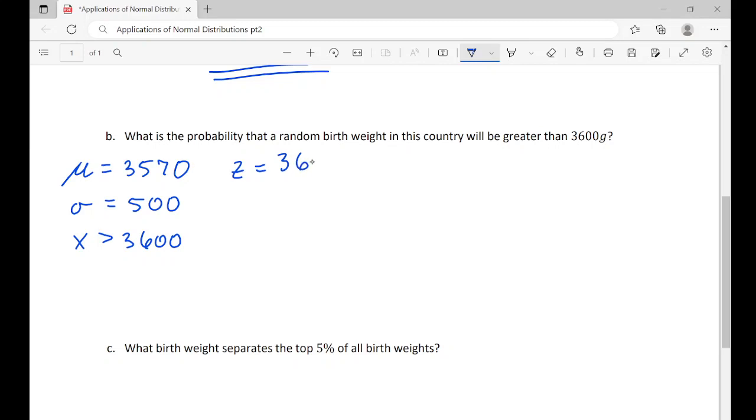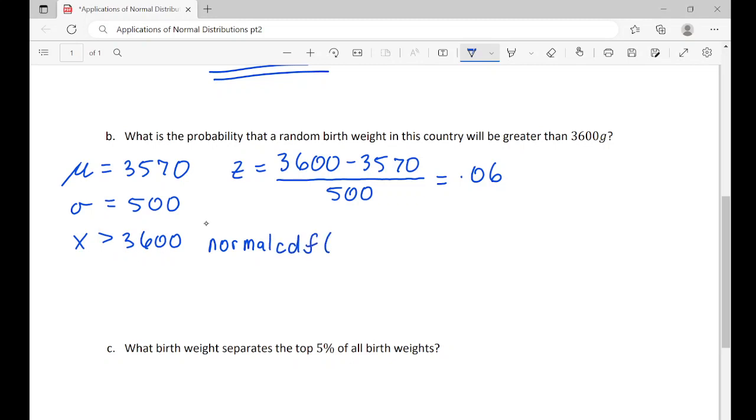So find our z-score. So 3,600 minus 3,570 divided by 500. And when we do that, we're going to get a fairly small number. We're going to get 0.06. And now we're going to do normal CDF. And since we want it to be greater than 3,600, it needs to be greater than 0.06. So our lower bound is 0.06 to an arbitrarily large positive number, so just quadruple nines. And then we're going to plug this into our calculator.